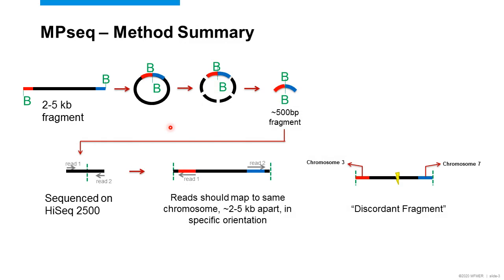The important thing to know about the mate-pair sequencing method is that the sequences that result from this method are derived from a library prep that circularizes the DNA. Therefore, those reads should be about 2 to 5 kb apart in a specific orientation on the same chromosome. These fragments are called concordant fragments. When the reads do not map 2 to 5 kb apart on the same chromosome, or map to different chromosomes, these fragments are called discordant fragments and may indicate structural variation.